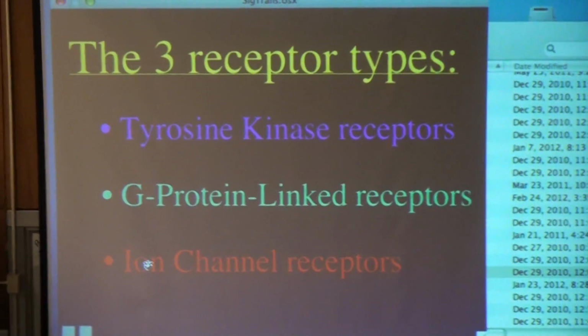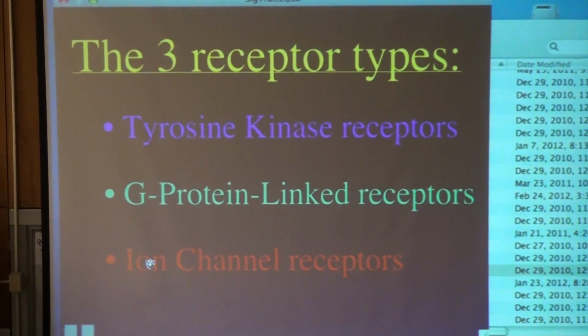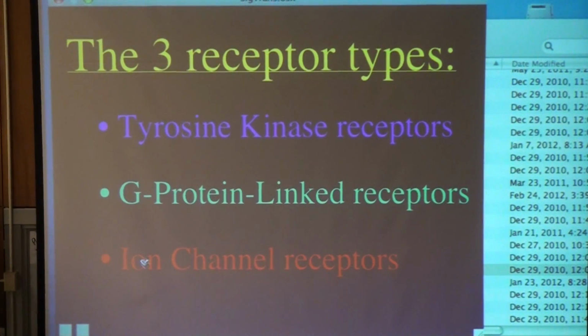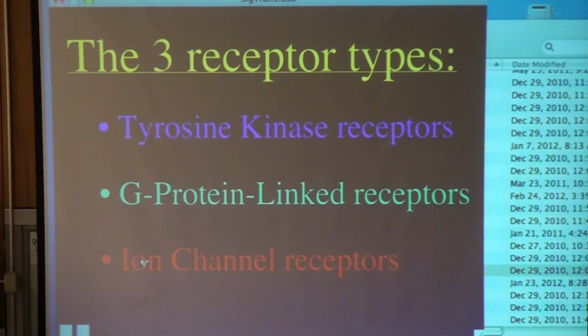And what they found in researching them is that there are three main families of signal transduction pathways, which can be characterized by three different types of receptors that you can find for these signal molecules. And the three different varieties of receptors are listed up there. There's a type called a tyrosine kinase receptor, a type called a G protein linked receptor, and a type called an ion channel receptor.